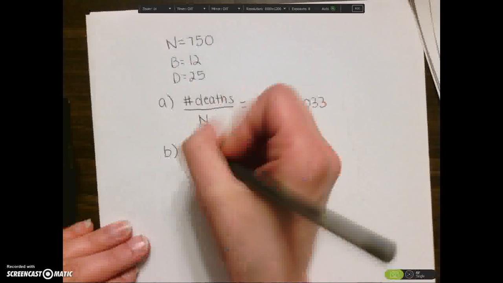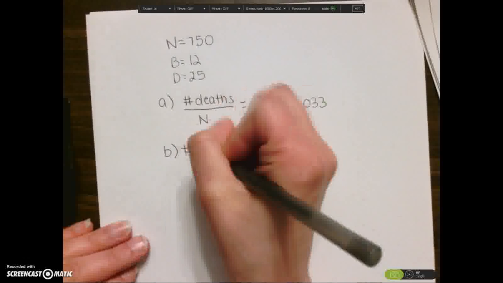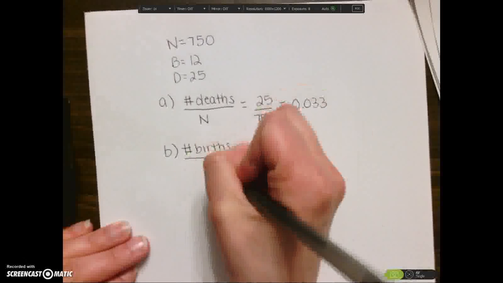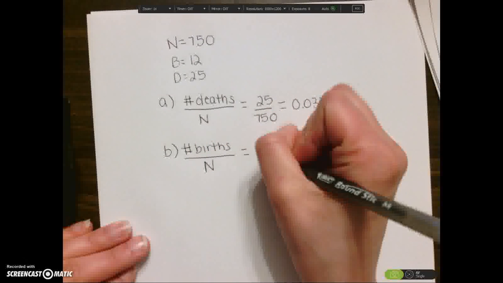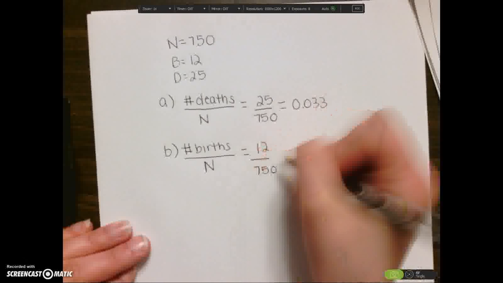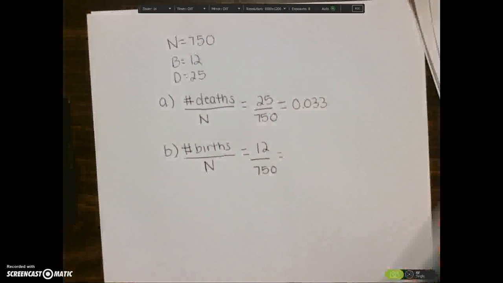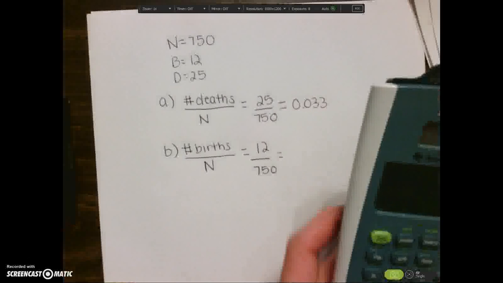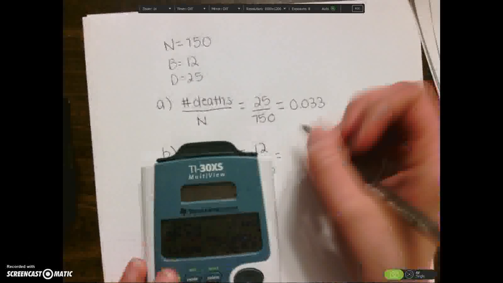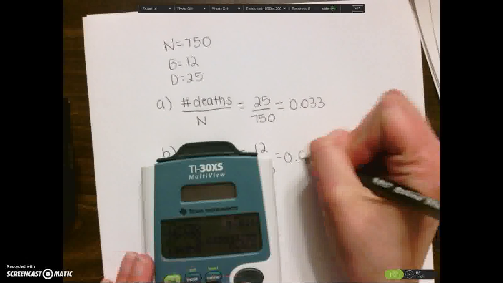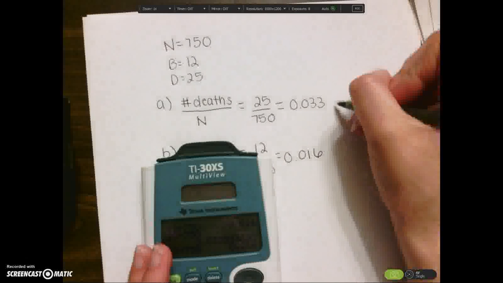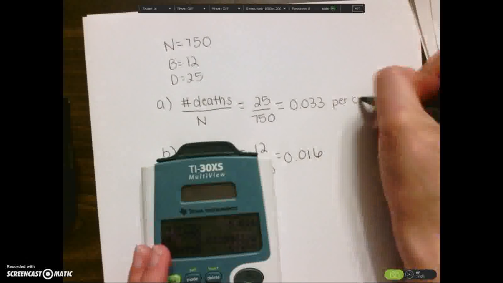Then we're going to do the number of births divided by the total population size, which we get 12 divided by 750. Okay, and when we do that, we end up with 0.016.